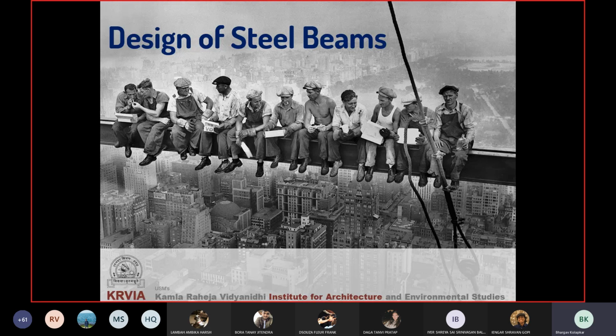The photograph was taken on 20th September. Today is 18th. It's almost 89 years back that we knew the prowess of what steel could do, and we could build structures that were 260 meters tall.